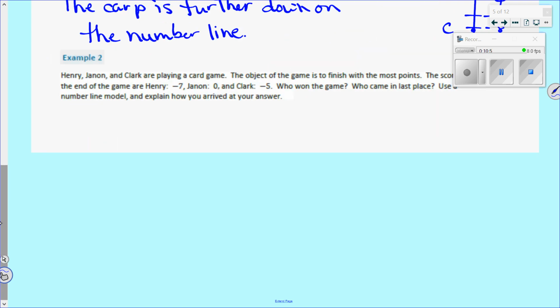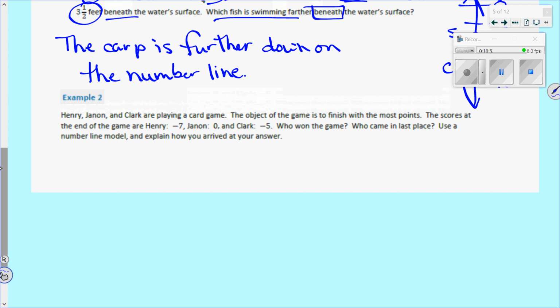Okay, next one. We're doing a card game. Henry, Janan, and Clark are playing. The object is to finish with the most points. Scores at the end: Henry had a -7, Janan had 0, and Clark had -5. So who won? Who came in last? Use a number line model and explain. So there's several parts to this, aren't there? So again, since we have to use a number line, that's the first thing I'm going to do, because I got to do it anyway.